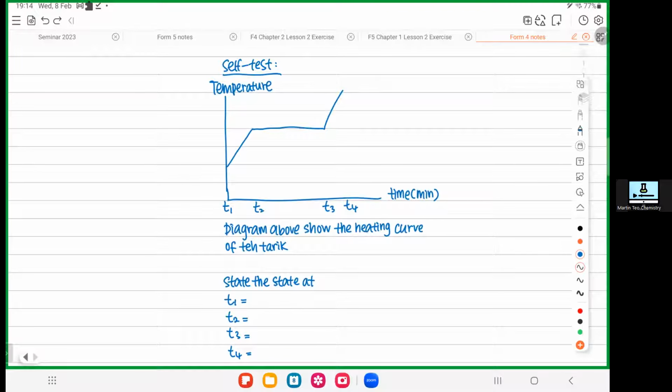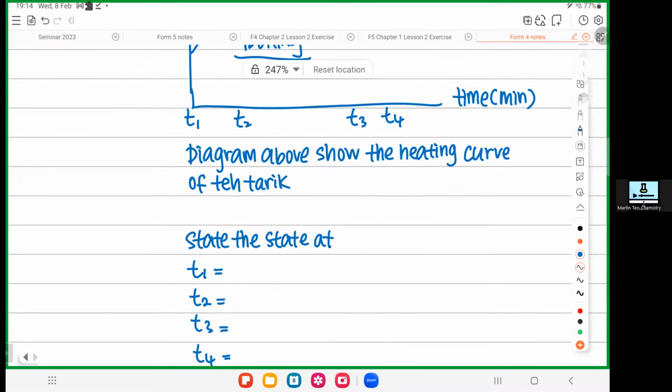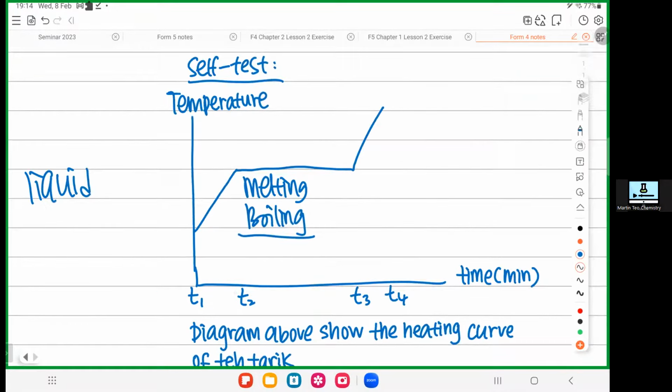Okay, very good. Good answer. It's a liquid because you're starting. When you have one staircase, maybe it's melting, maybe it's boiling, so you have to check what they give you. Teh tarik is a liquid, so they give you a liquid. When you have a liquid and you start to heat it at T1, boiling has not happened yet, so everything is in liquid form. Fantastic.